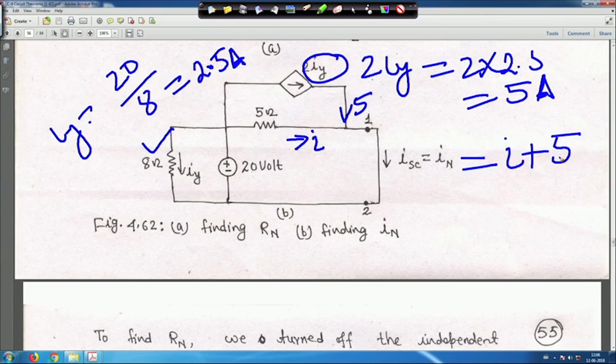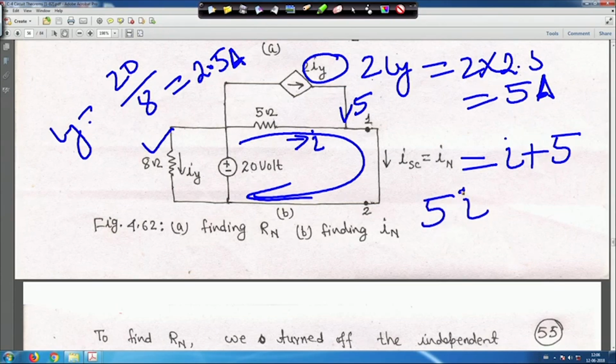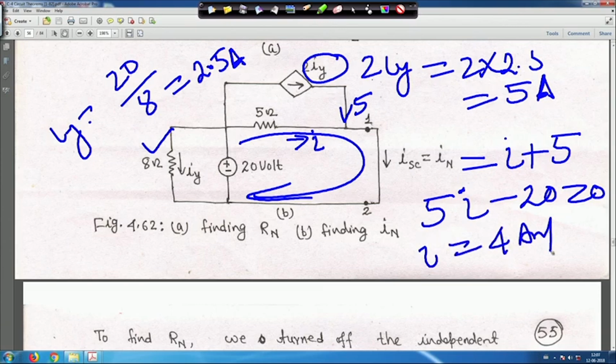So, to get this, apply KVL here. It is simply 5 I minus 20 is equal to 0. That means I is equal to 4 ampere. That means ISC is equal to I naught is equal to 4 plus 5, that means 9 ampere, right.